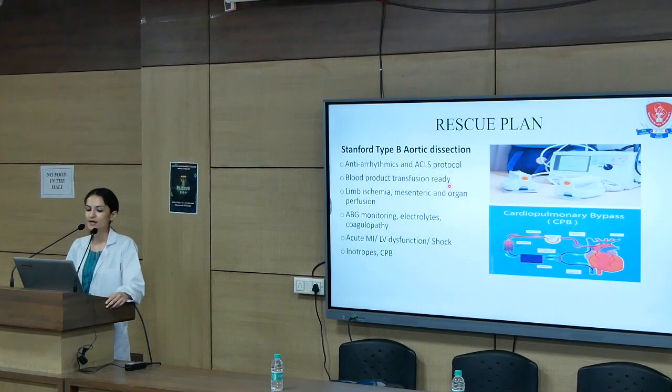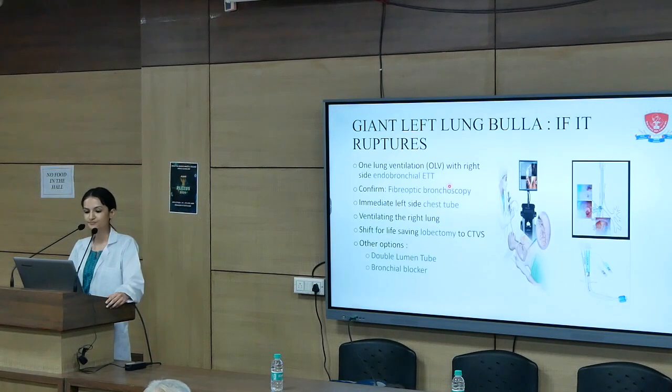Rescue plan. Now we were prepared with antiarrhythmics, inotropes, initiation of ACLS protocol, and even cardiopulmonary bypass, in case of any complication like limb ischemia, mesenteric and organ hypoperfusion, acute myocardial infarction, left ventricular dysfunction, shock. ABG monitoring was done both pre-operatively and post-operatively, along with intraoperative ABG monitoring. Blood products were kept ready for transfusion.